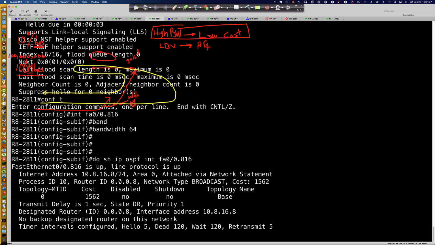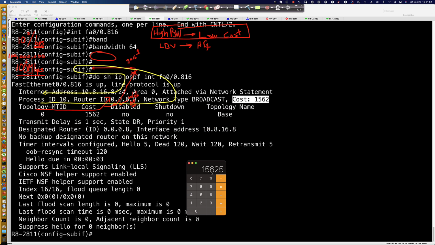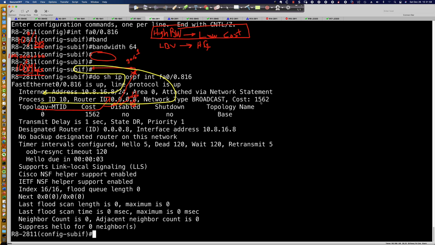Now say do show IP OSPF interface FastEthernet 0/0.816. Now what is my cost? Aha, the cost is 1562 when we're using the default auto cost reference bandwidth. Remember, what should it be? It should be 15,625. Here it's 1,562. Well, what are we missing?